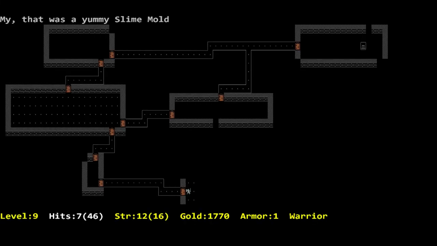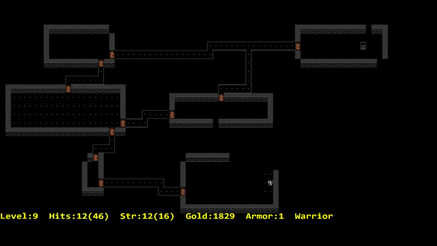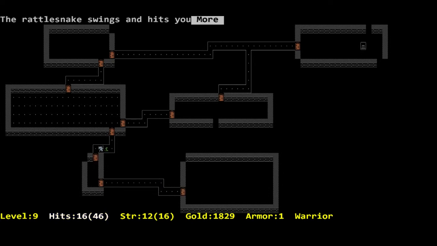We found a slime mold. That was a yummy slime mold. I never knew what a slime mold was. I imagine it to be kind of disgusting. Slime mold. Neither slime nor mold is something that I would actually put into my mouth. So, yeah. So this run is not going to get us anywhere. I can tell you that.